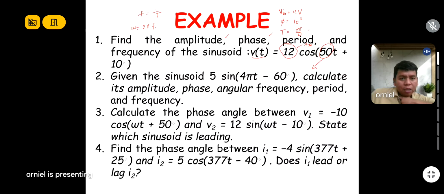Since the angular frequency is given as 50 radian per second, we substitute omega into this equation. So we have 2 pi divided by 50 radian per second.